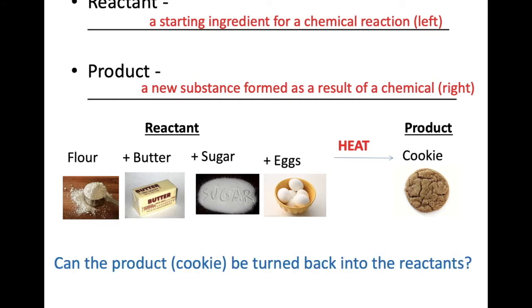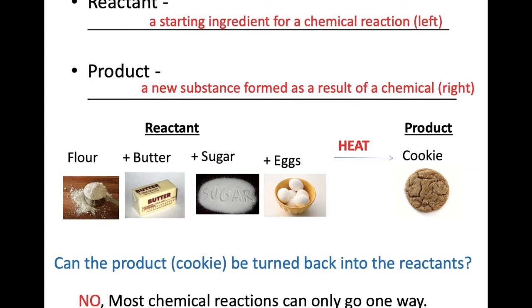Can the product, which is our cookie, be turned back into the reactants? Have you ever seen a cookie that just turns back into butter, egg, sugar, and flour? No way. So most chemical reactions can only go one direction. We can either go from reactants to products.